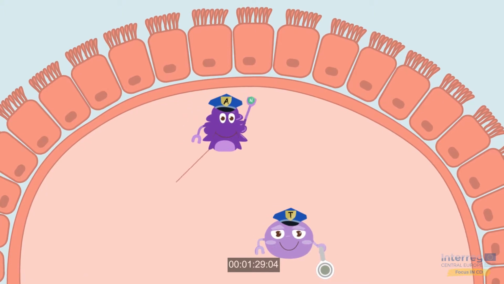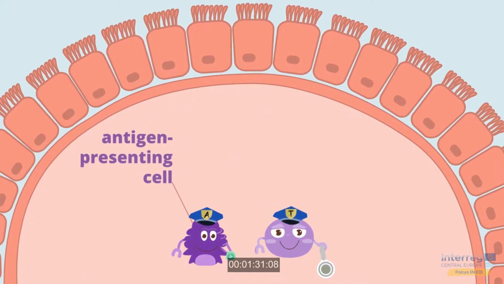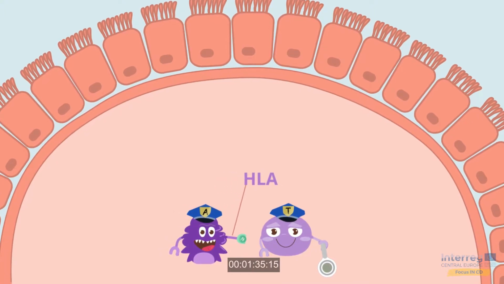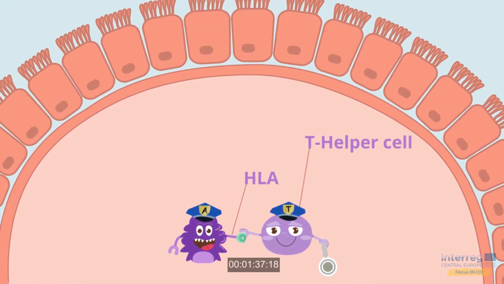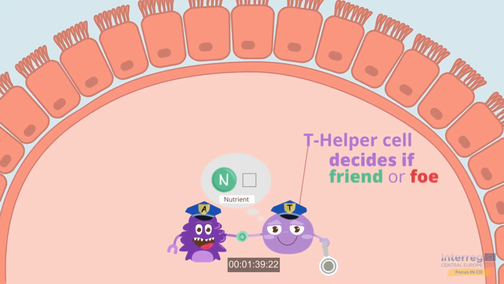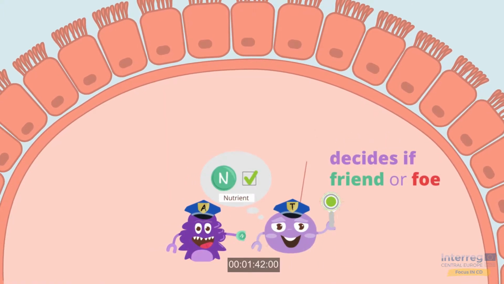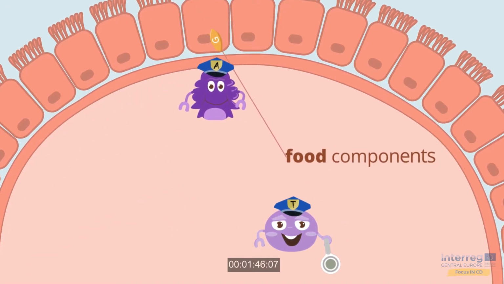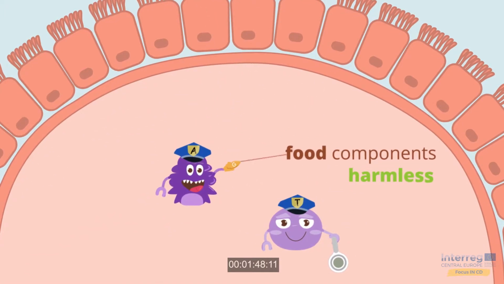The antigen-presenting cell takes up any protein particles that come along with its little arms called HLA and presents it to a T helper cell. This type of cell decides if the protein is a friend or foe. For example, food components are usually classified as harmless.